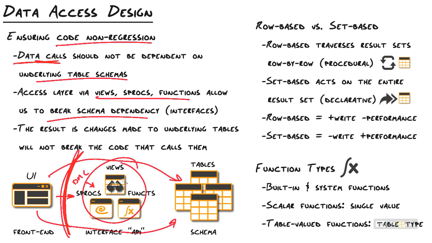And since we're in control of our data access layer and our schema, if we do need to make schema changes, we can update the implementations inside of our data access layer, not the signatures. Signatures are how front ends interface with our data access layer. A signature to a stored procedure, for instance, is the name of the stored procedure and the parameters. That's all the information that the front end needs to call our stored procedure.